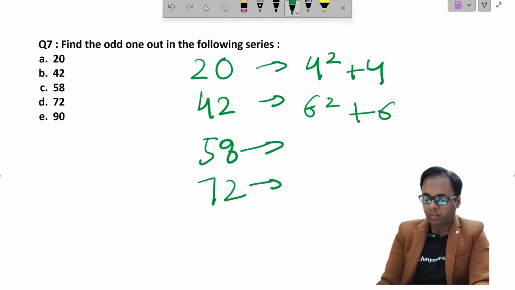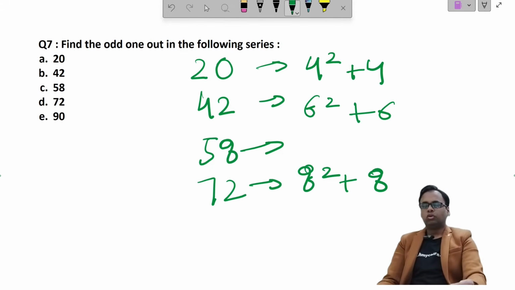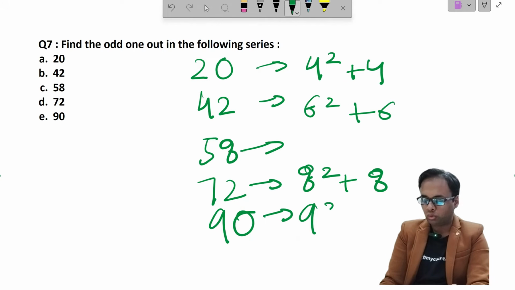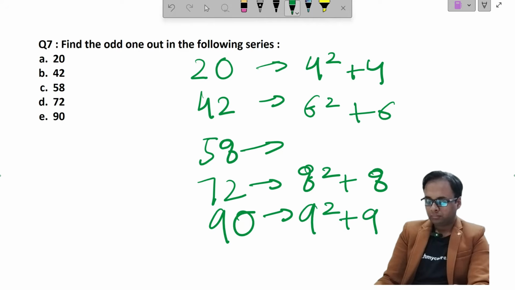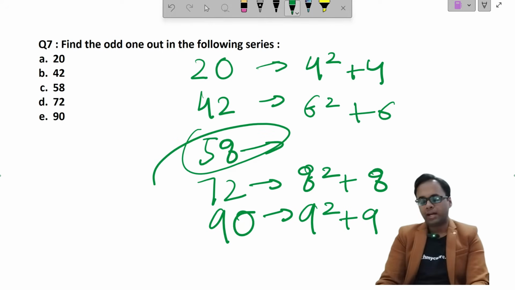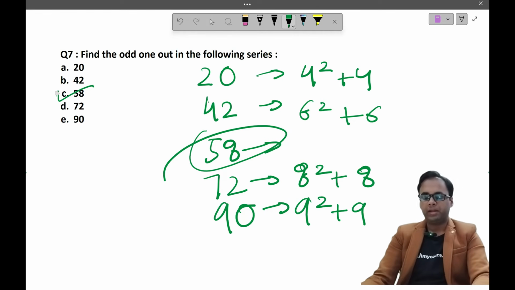How can we write 72? It is 8 square plus 8. It is 64 plus 8. How can we write 90? It is 9 square plus 9. Okay, so only 58 is the number which cannot be written like that, and that is why 58 is the odd one out. I hope you like the concept behind this.